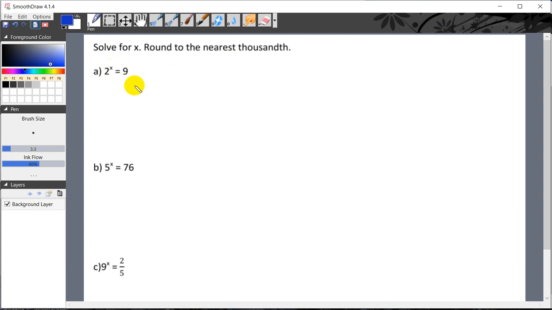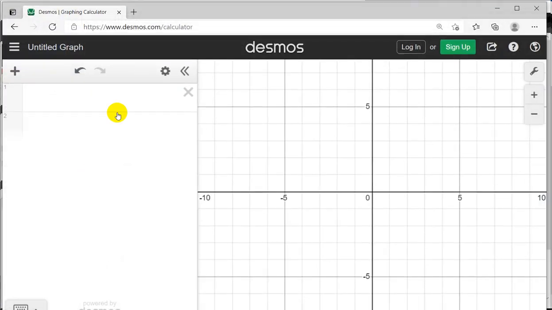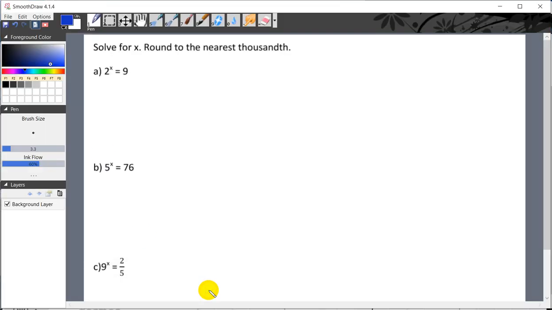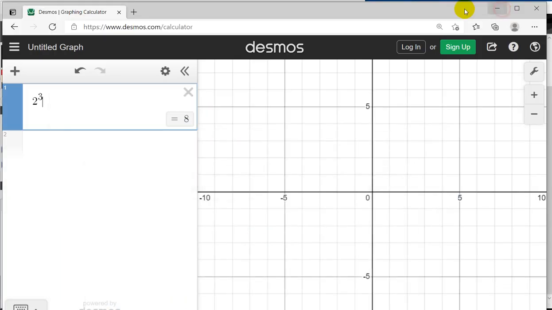Remember what I went over before, you could figure out, if you multiply 2 a certain number of times, how can you get this number? If you were to go into Desmos, 2 raised to the first power is 2, second power is 4, third power is 8. Our goal is to get 9, right? But if we go 2 raised to the fourth power, you get 16. So we know that this exponent is between 3 and 4, but we don't know exactly what that number is.